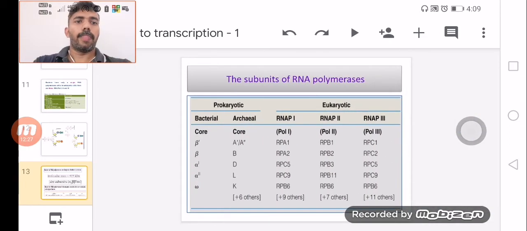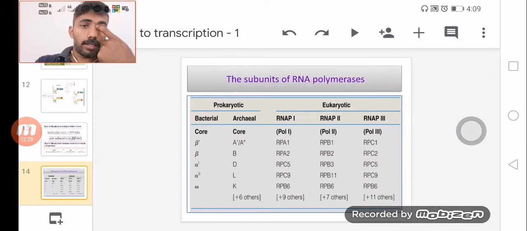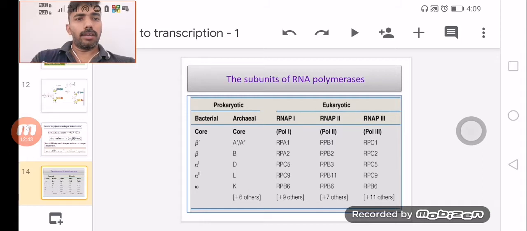So this shows us a comparison between the different subunits of the polymerase enzyme in bacteria, archaebacteria and eukaryotic system. So the core subunits are almost present in all organisms. That means the homologs of these subunits like beta dash, beta, alpha 1, alpha 2, omega, all these subunits are present. That means homologous subunits are present in different systems.